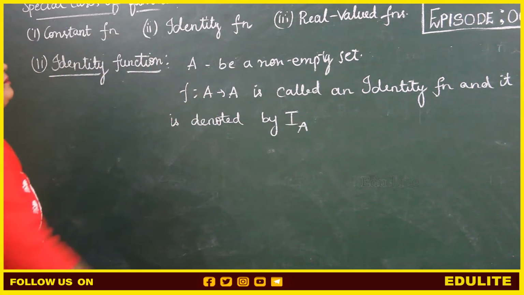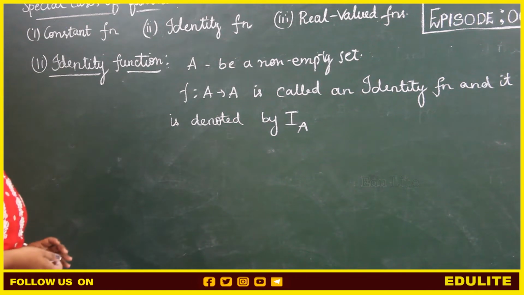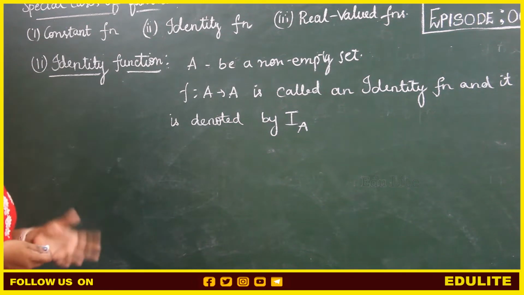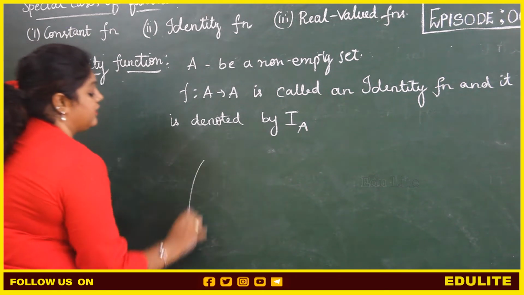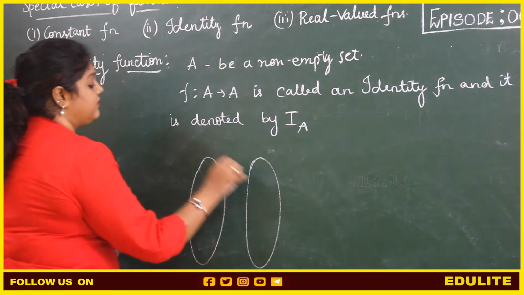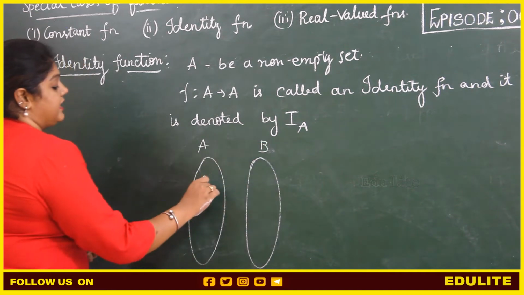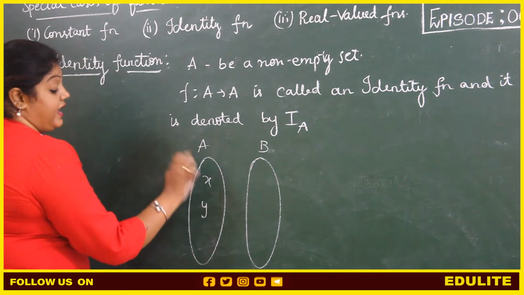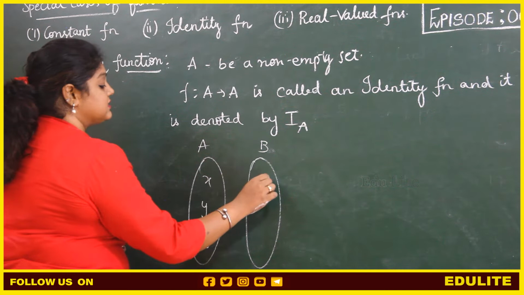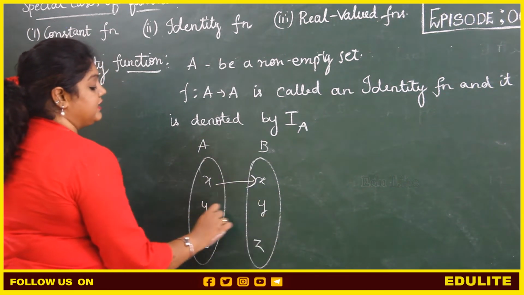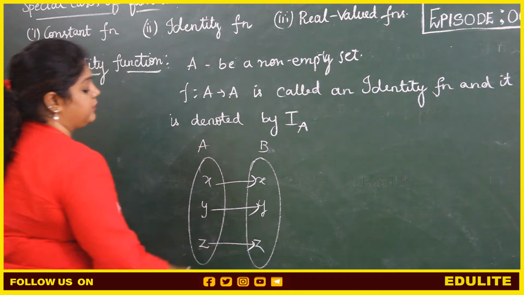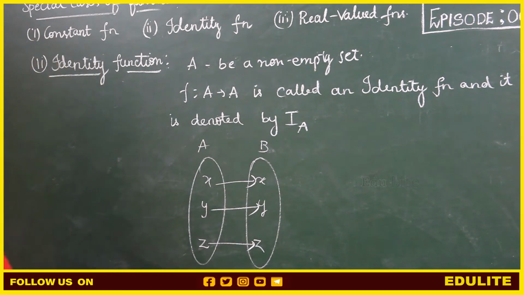What does it mean if it is a mapping from A to A? It means that the image and the pre-image are the same, and then it is called an identity function. I will explain this with an example. We will consider two sets A and B. A has a set of values x, y, z and B has also the set of values x, y, z. If x is mapped to x, y is mapped to y, z is mapped to z, then this is called an identity function.